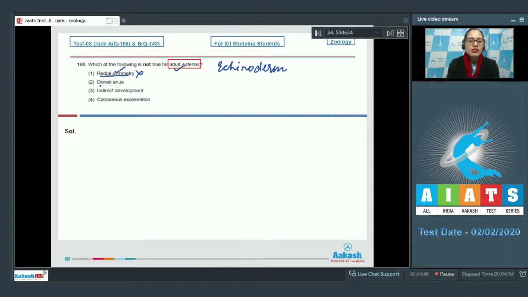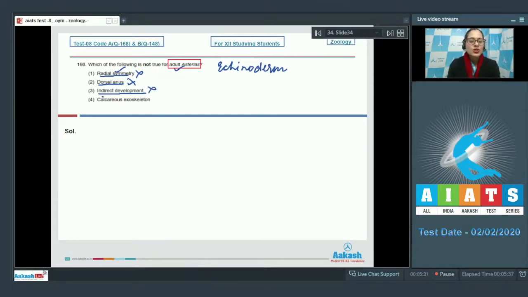The next option is dorsal anus, and as it is also a feature of adult Asterias, this cannot be a correct answer because their mouth is ventral but anus is dorsal. The third option is indirect development, and as they have larval stages in their life cycle, they exhibit indirect development, so this cannot be a correct answer.